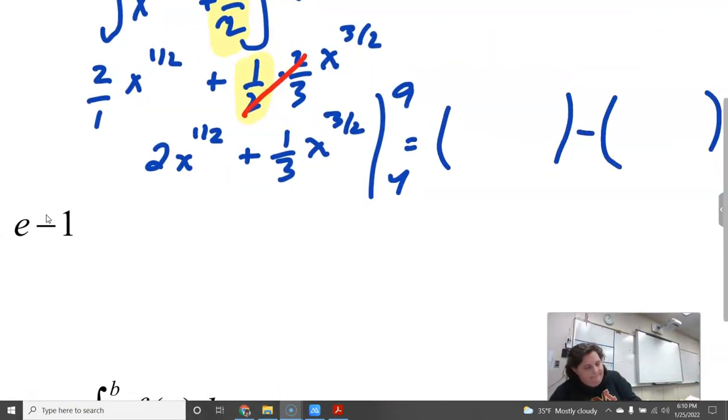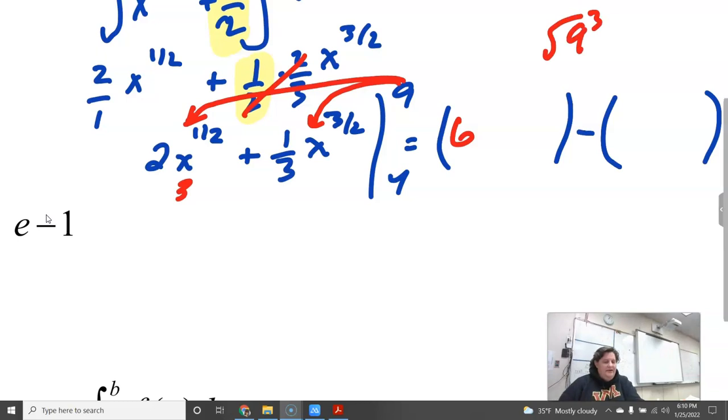If I plug in 9, the square root of 9, 1/2 means square root. The square root of 9 is 3. 2 times 3 is 6. If I plug in 9, 9 to the 3/2. The square root of 9 is 3. 3 to the third is 27. A third of 27 is 9. Let's go. That wasn't too bad.